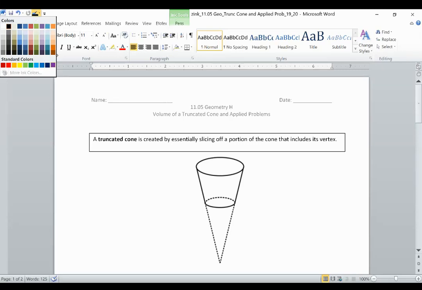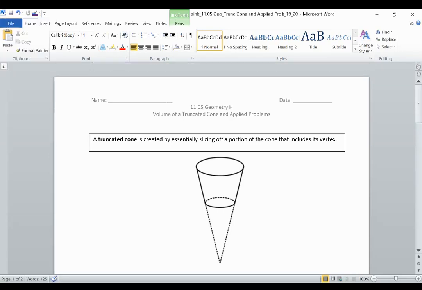Hello, this is Mrs. Grizafi, and we're on 11.05 for geometry today, wrapping up unit 11 on volume and a little bit of surface area mixed in. This will be the last full lesson in unit 11, and then we're going to have a little bit of review for next class, and then the class after that, you will be taking a quiz on unit 11. So that is what we have coming up.